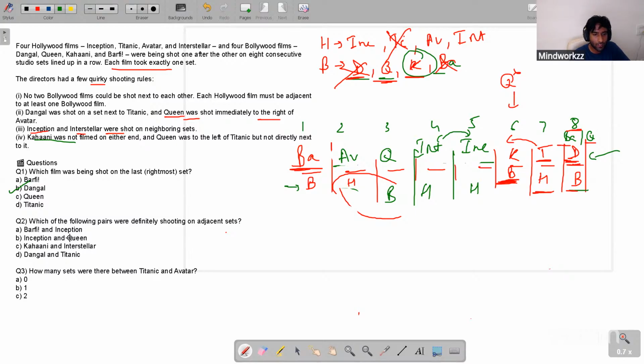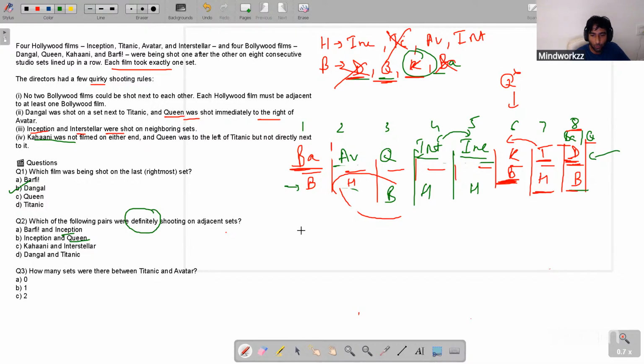Which of the following pairs are definitely being shot on adjacent sets? Barfi, Inception. This is not happening. Barfi and Avatar is being shot, so not Barfi, Inception. Inception and Queen. So Interstellar and Queen is possible, or Inception and Queen is possible. But the question is asking you definitely shooting.